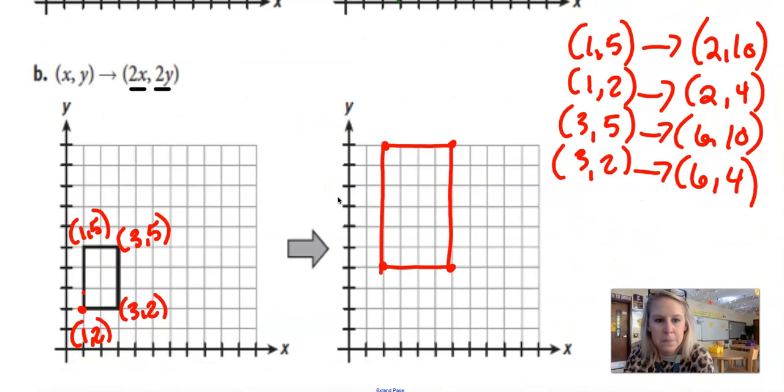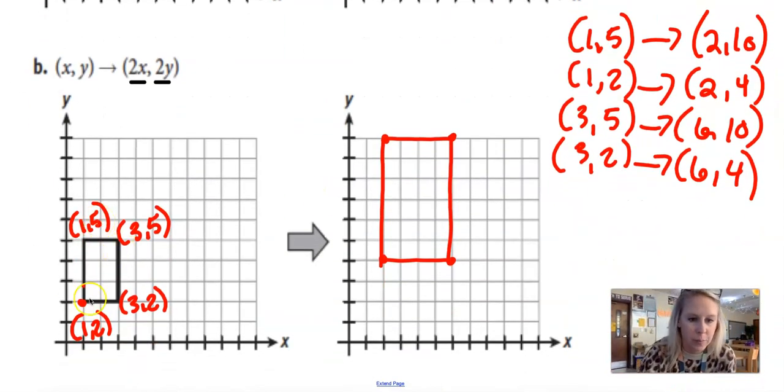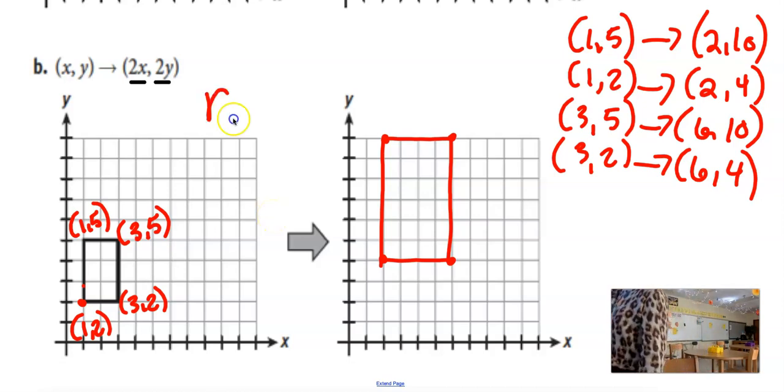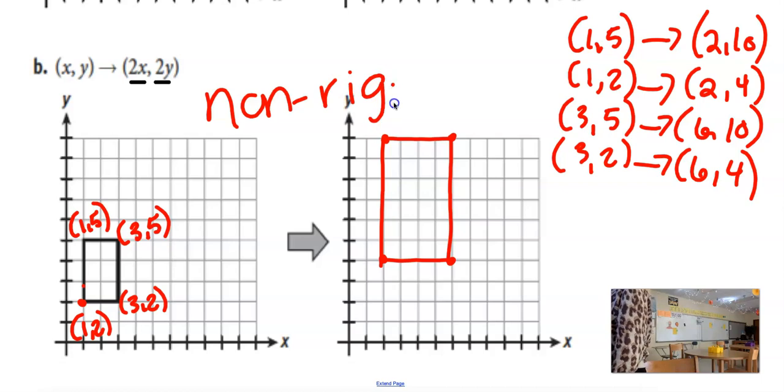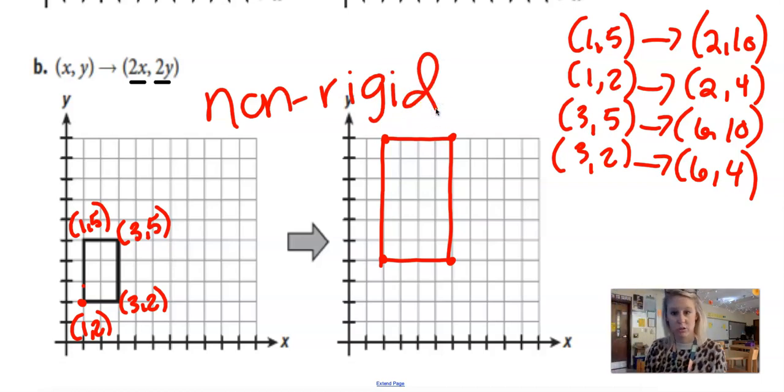Let's look at B now. So B, I wrote down my order pairs as 1, 2, 1, 5, 3, 5, and 3, 2. I wrote them over here and I multiplied the x values and the y values by 2 to get 2, 10, 2, 4, 6, 10, and 6, 4. I then graphed my new order pairs over here. So this shape got bigger and it kind of moved a little bit in direction. So this is going to be non-rigid because it changed size. It got bigger, it kind of doubled.